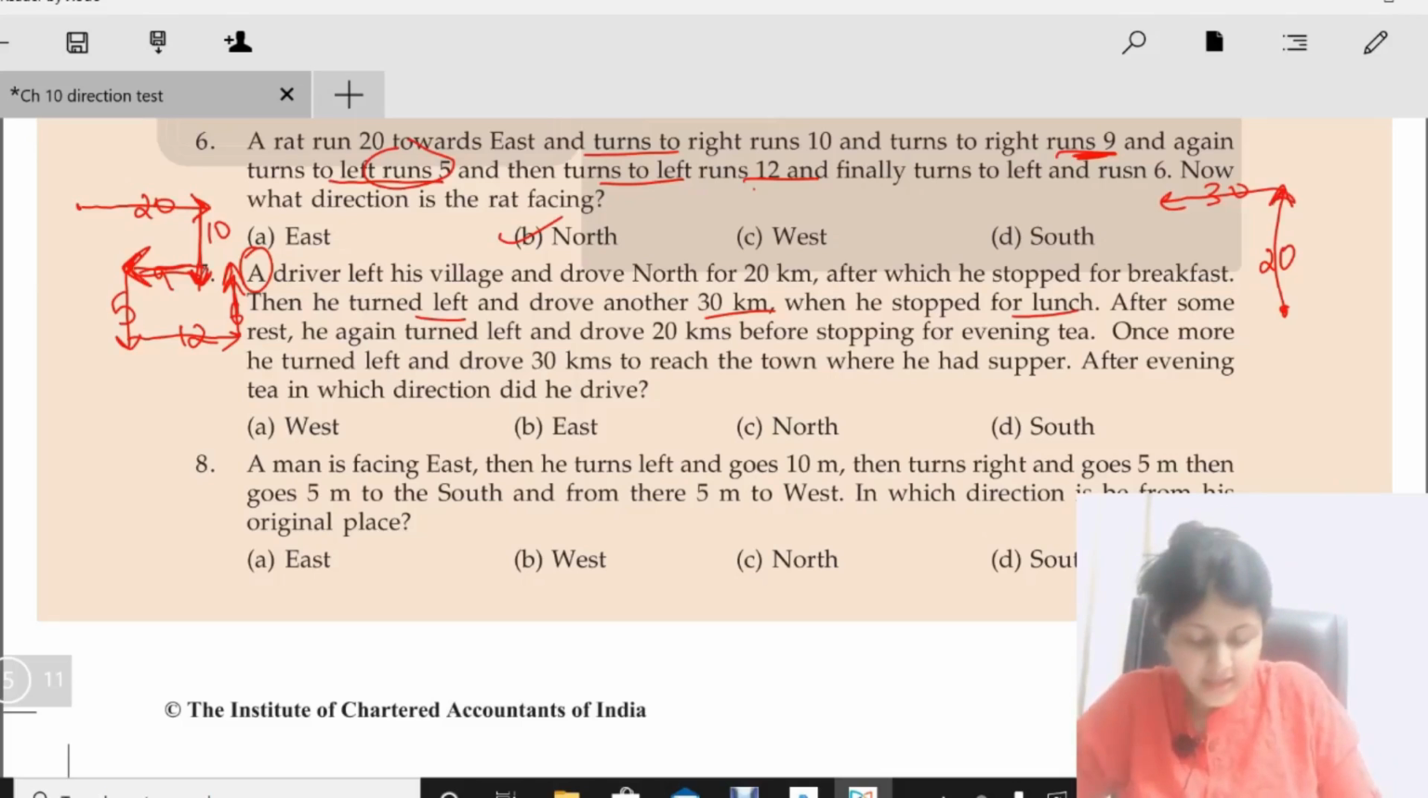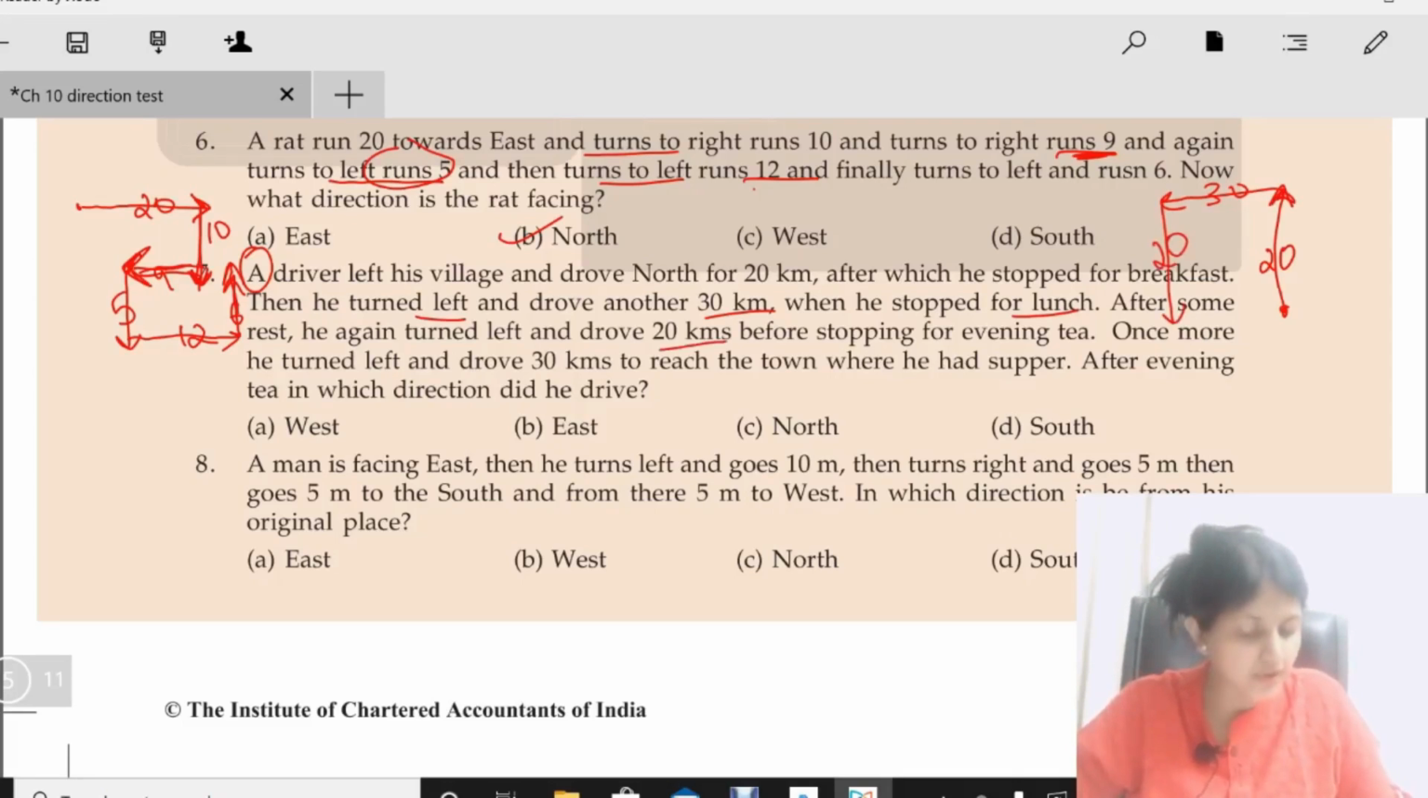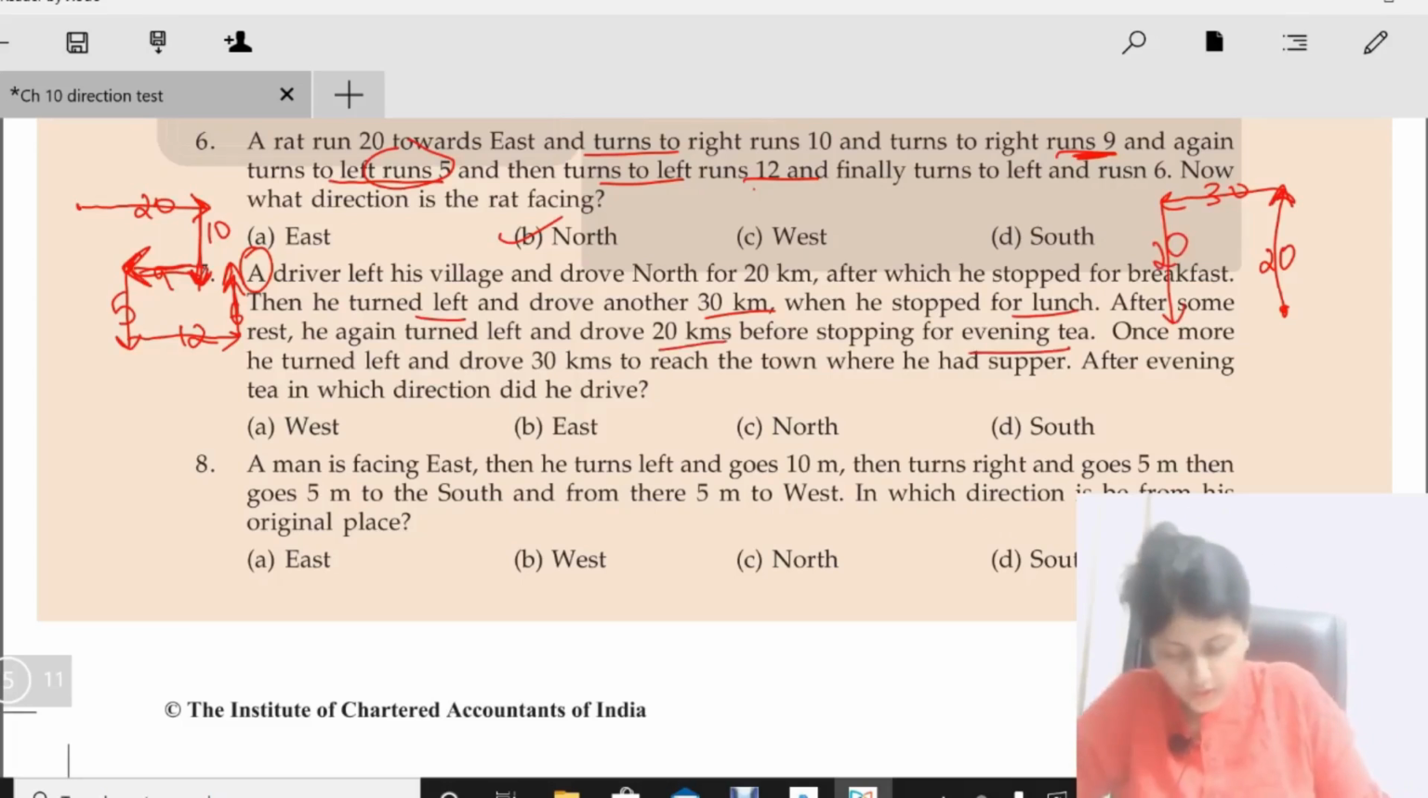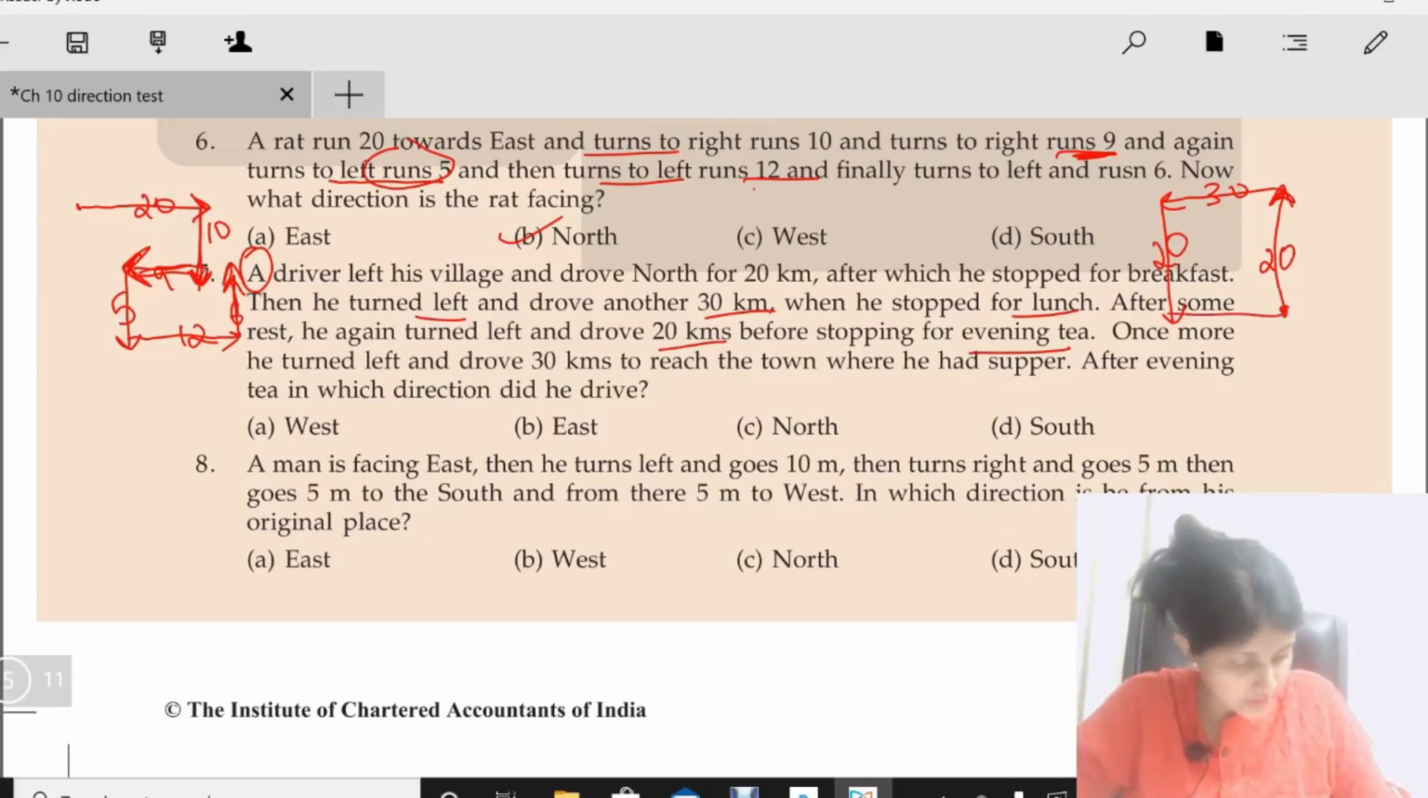After some rest, he again turned towards left and drove 20 kilometers before stopping for evening tea. Oh my God. Once more, he turned left and drove 30 kilometers to reach the town where he had supper. After evening tea, in which direction did he drive? Where was he during the evening tea?